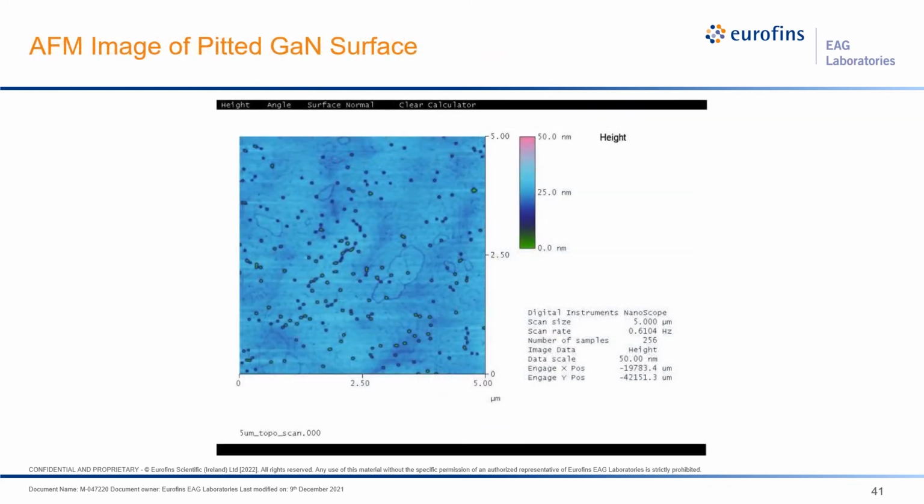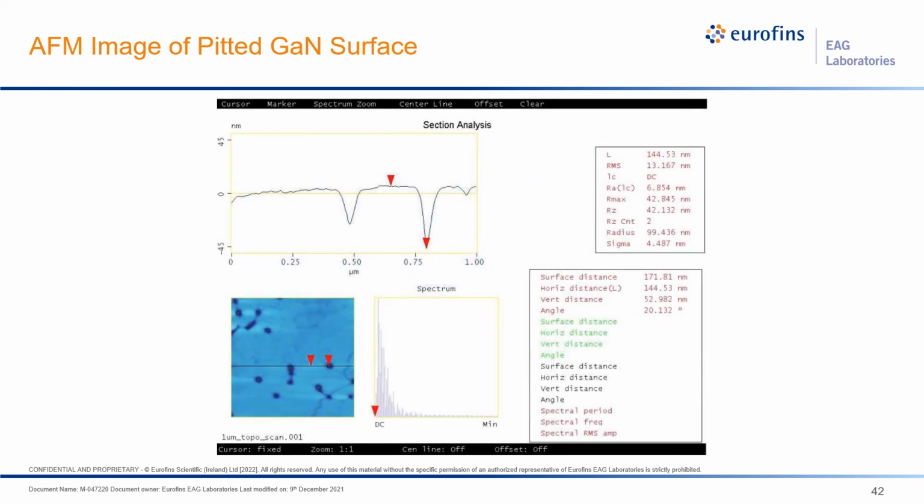Now let's look at that surface from top down. This is an AFM image. All these little spots are the pits in the surface. And if you look at it in cross section, these pits can be as deep as 45 nanometers.